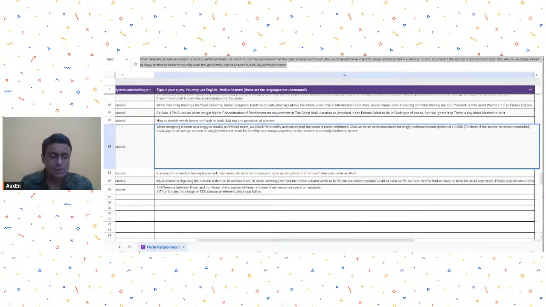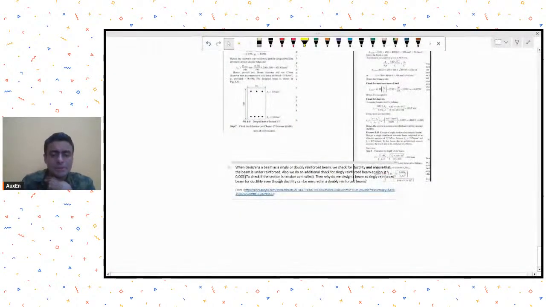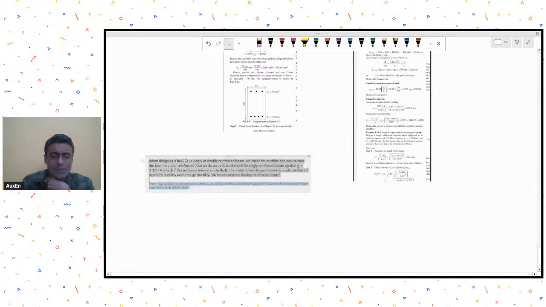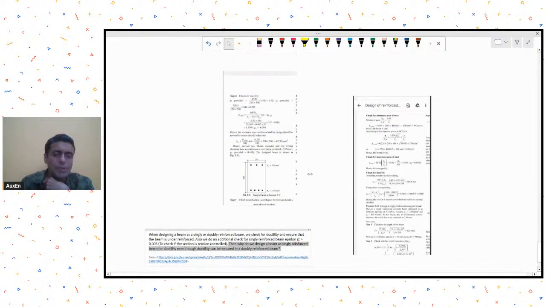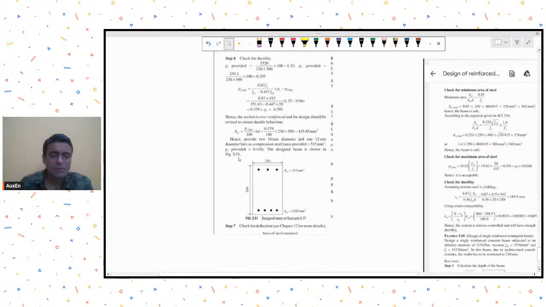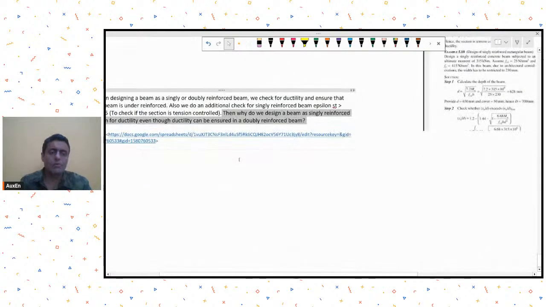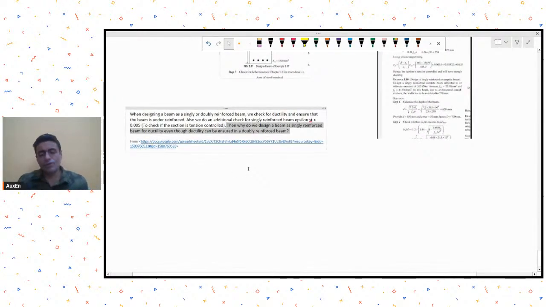I'm not very sure what he's trying to ask. Let me just see once again. He's saying when designing, we check for ductility and ensure that the beam is under reinforced. Okay. Basically, his question seems to be why do we design a beam as singly reinforced beam for ductility, even though ductility can be ensured in a doubly reinforced beam? I think, see, why do we not like to have a doubly reinforced beam in our design?